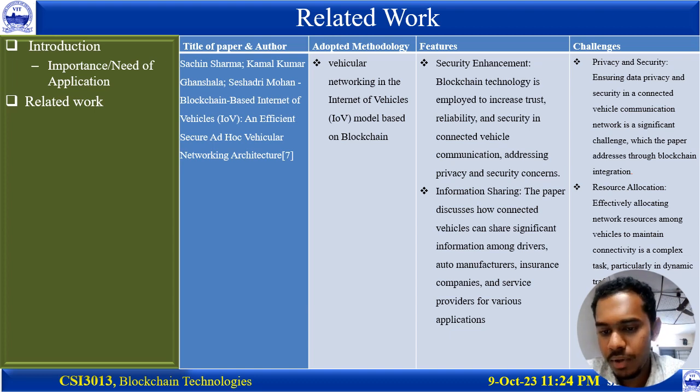And among the drivers, the cars, the auto manufacturers, insurance companies, how do we protect them? I mean, maintaining them anonymous, but at the same time delivering the right information to the required people. So those were certain things that were excellently covered.